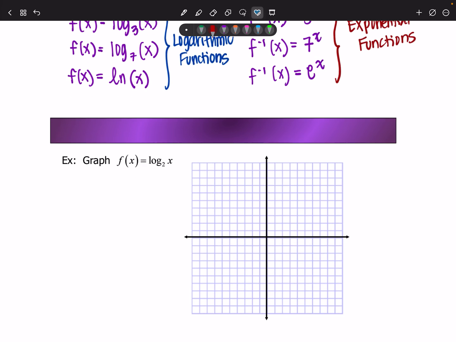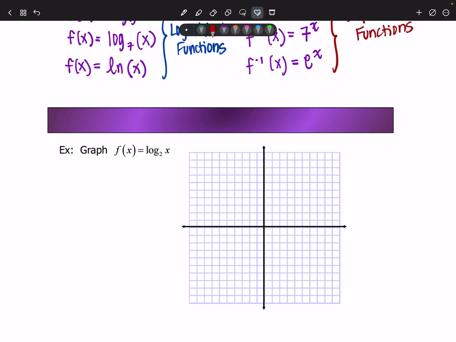So we're going to start with graphing f of x equals log base 2 of x. We're going to start with the inverse, which is y equals, or f inverse of x is equal to 2 to the x. We're going to say y equals 2 to the x because we're going to graph that inverse. Now we know the ordered pairs on that inverse would be (0, 1), (1, 2), (2, 4), and (3, 8).